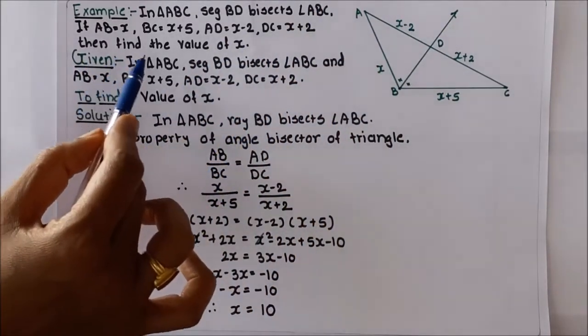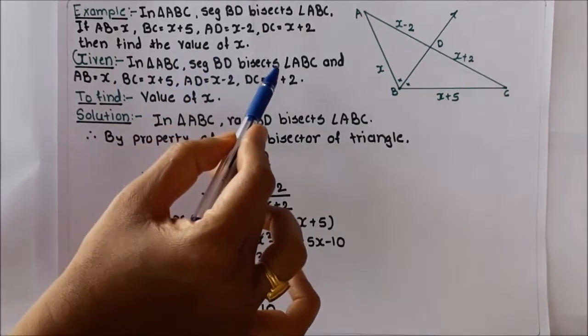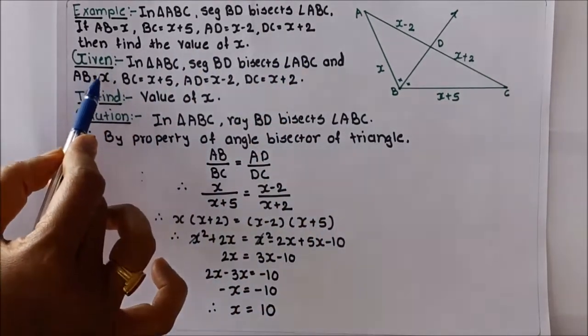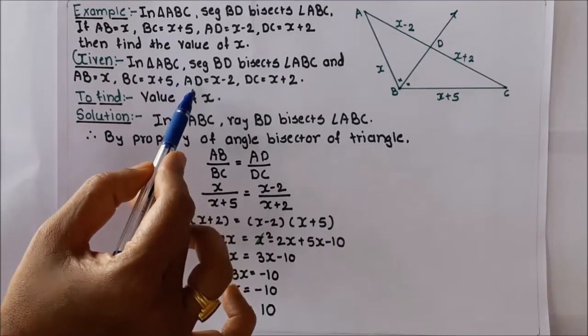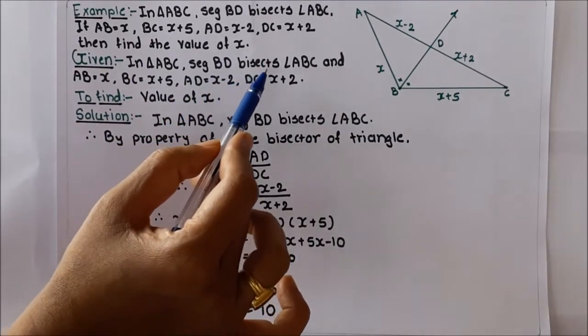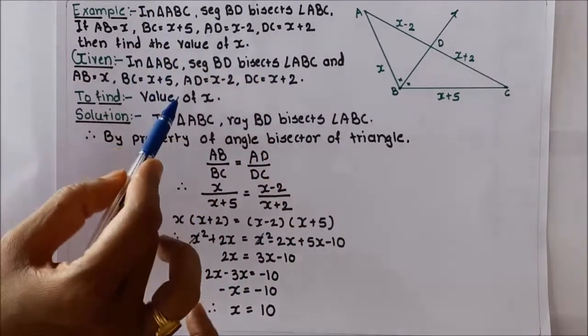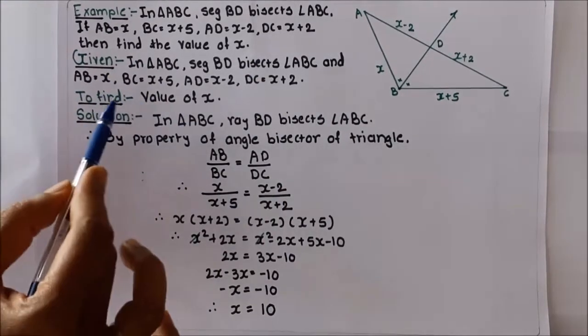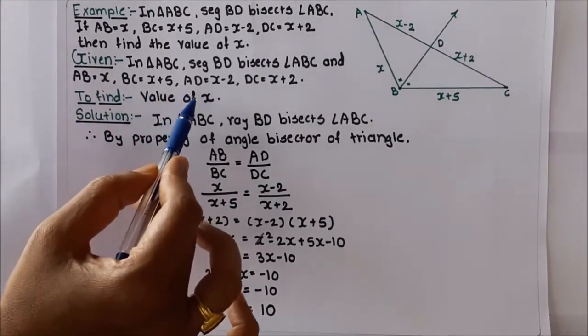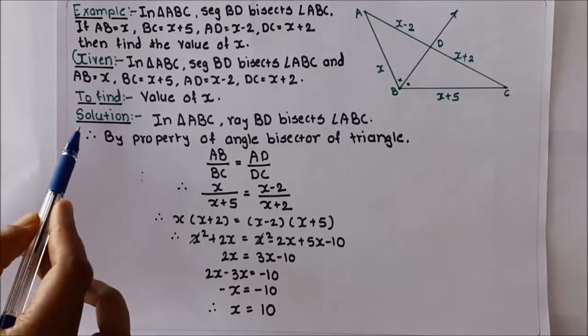Now given, in triangle ABC, seg BD bisects angle ABC and AB is equal to x, BC is equal to x plus 5, AD is equal to x minus 2, DC is equal to x plus 2. It is very important to write the given every time. Now to find the value of x. Now we will turn towards the solution.